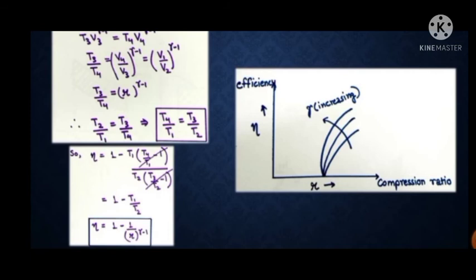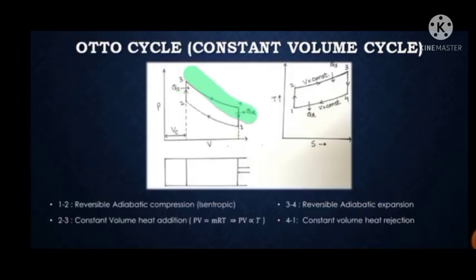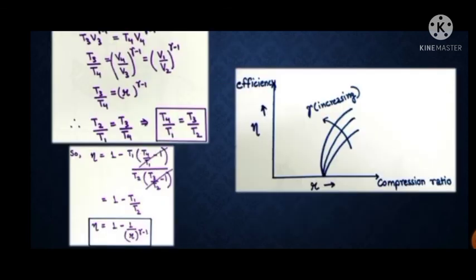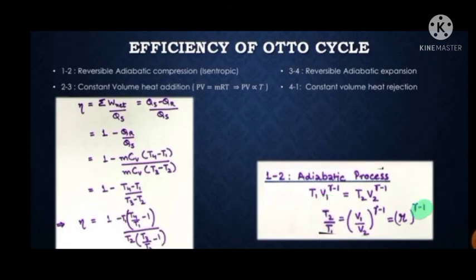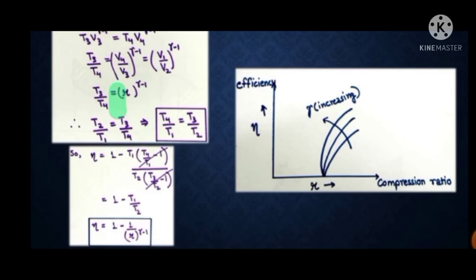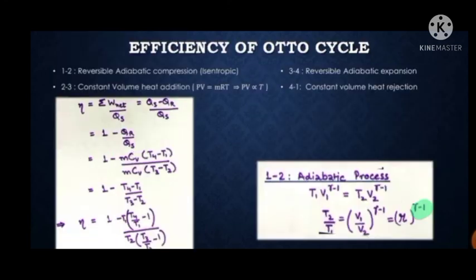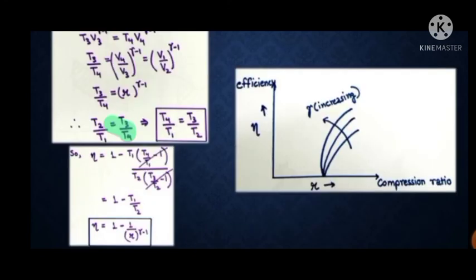So here you can see, similarly, 3 to 4 is again an adiabatic process. We have written here T3 V3 raised to power gamma minus 1 equal to T4 V4 raised to power gamma minus 1. Eliminating, T3 by T4 is equal to r raised to power gamma minus 1. Similarly, here also T2 by T1 is equal to r raised to power gamma minus 1, and T3 by T4 is equal to r raised to power gamma minus 1. So we can write T2 upon T1 is equal to T3 upon T4, which means T4 upon T1 is equal to T3 upon T2. Cancelling, the (T4 by T1 minus 1) upon (T3 by T2 minus 1) term cancels.